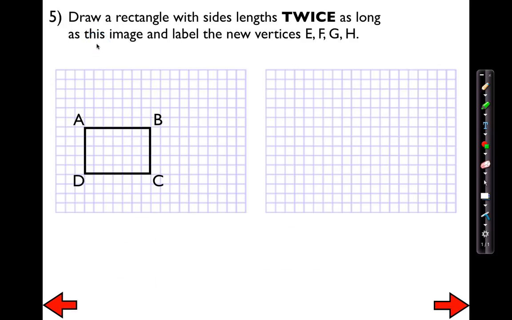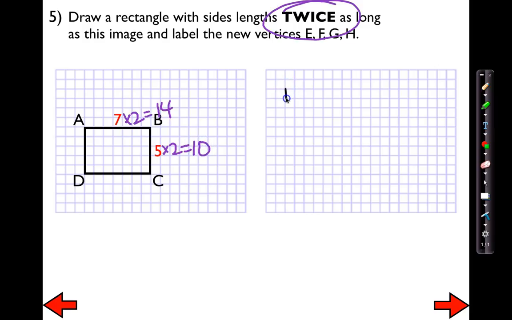Number 5 says draw a rectangle with side lengths twice as long as the image and label the new vertices E, F, G, and H. So first it's important to know the original length so that we can actually double it, since they are asking for it to be twice as long. So here it's 1, 2, 3, 4, 5, 6, 7. And here the height is 1, 2, 3, 4, 5. So since this is 7 and this is 5, now the new length is going to be twice as much, which would make it 14, and this height would be twice as tall, which would make it 10.